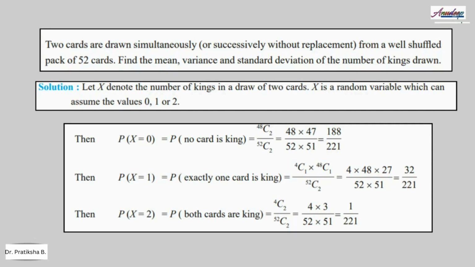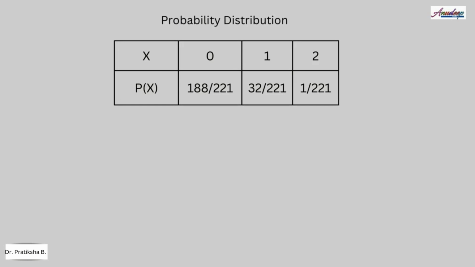Then lastly, when x takes the value 2, when we want to calculate the probability, we are talking about selecting both the cards which are king. So we know there are 4 king cards. So out of 4, selecting 2 will be 4C2 upon total number of outcomes, that is 52C2. You will be getting the answer as 1 upon 221. So this is how we get the probability distribution function for the given problem, where x assumes the value 0, 1, 2 and corresponding probabilities are written in the table.